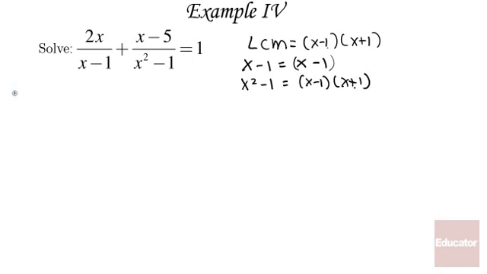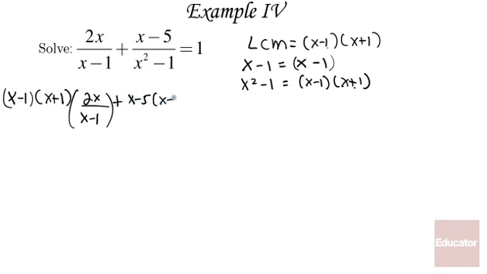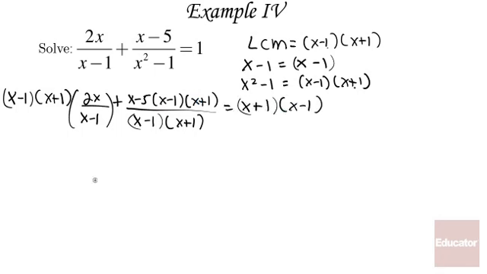So let's go ahead and look at what happens when I multiply by the LCM. x minus 1, x plus 1, times 2x over x minus 1. Now I'll write this all out. I do have to cancel out the bottom, but the LCM is actually the same. This is x minus 1, x plus 1, but I know that this all cancels because these are the same, equals x plus 1 times x minus 1.